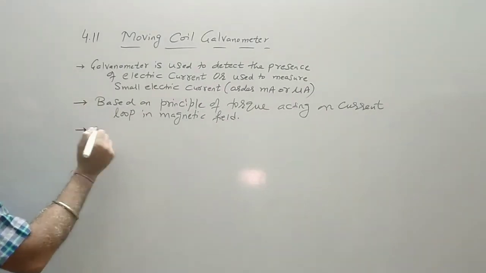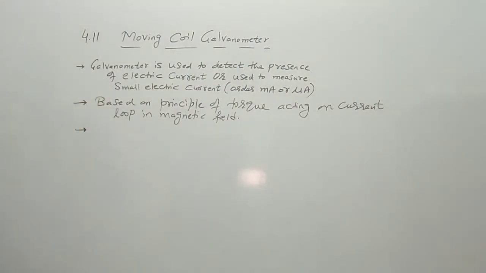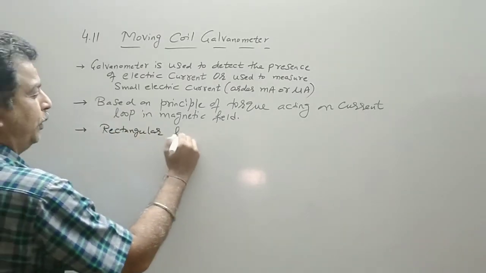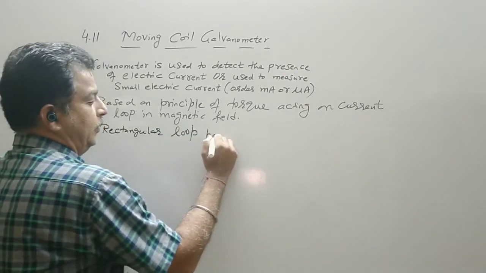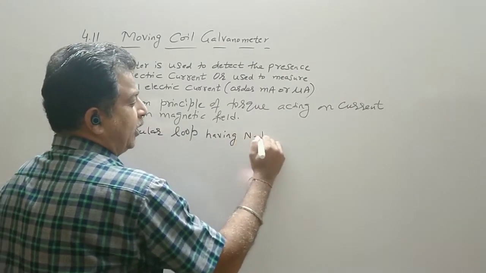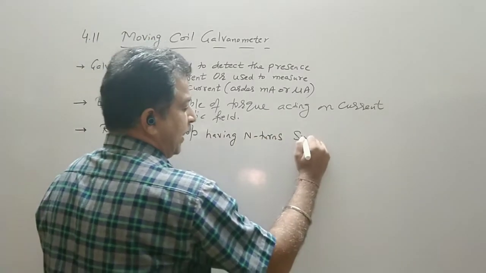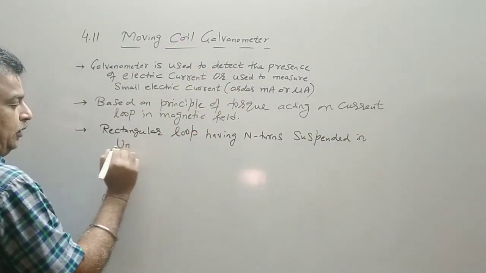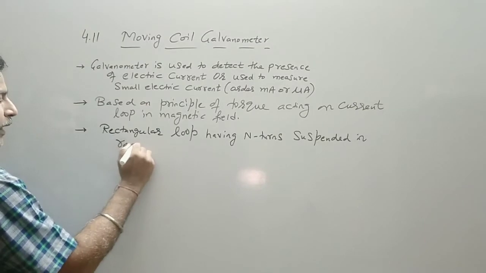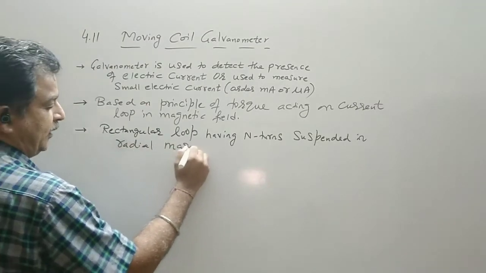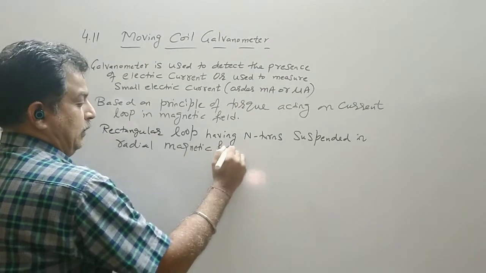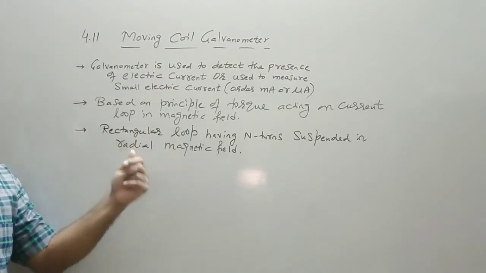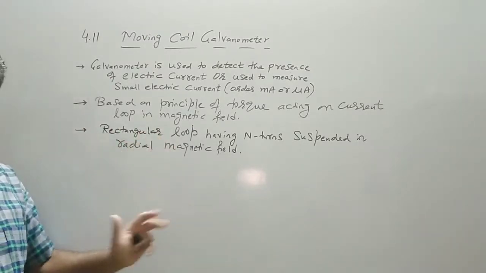Now in this galvanometer we have a rectangular loop having n turns suspended in a radial magnetic field. We will come to this radial magnetic field. So first of all, we try to understand its construction by a simple diagram.